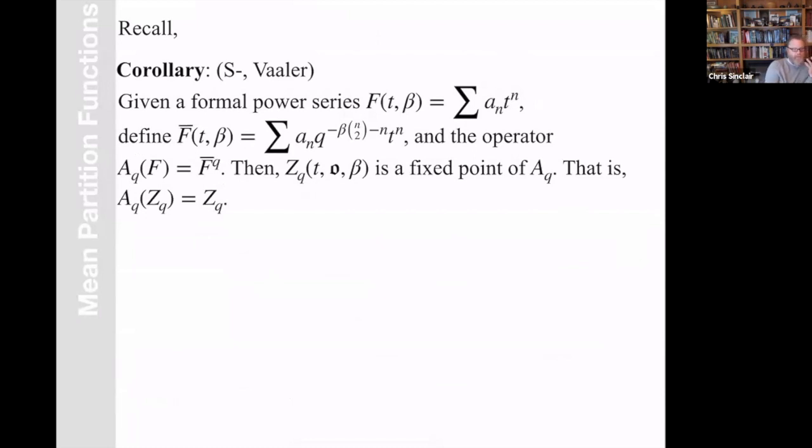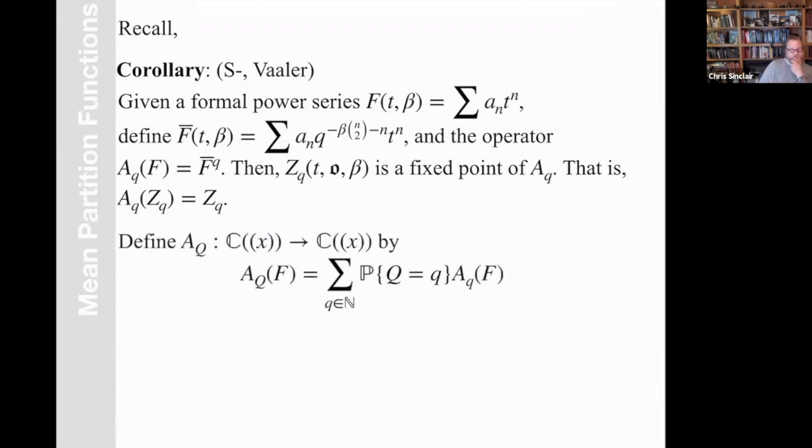Okay, so let's just remember the previous theorem, or a corollary that I gave for the previous theorem. It said I could make this operator, I'm calling it A_q now, where A_q of a formal power series is, well, I take that power series, push it down, and then raise it to the qth power. Right? This was the q-power law. And we decided before that the partition function for the q-adics is a fixed point of A_q. So A_q of Z_q equals Z_q.